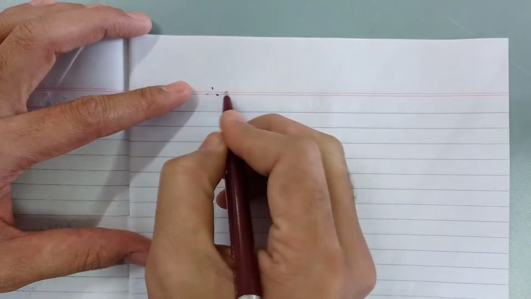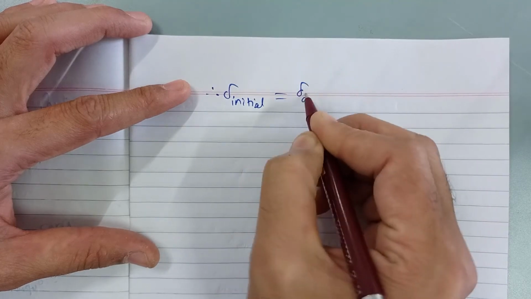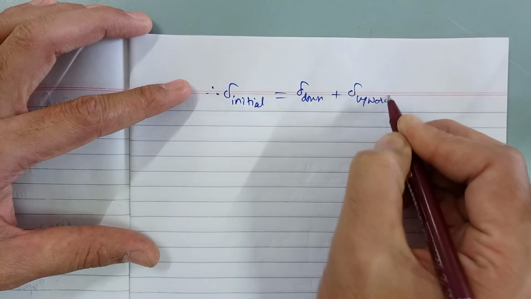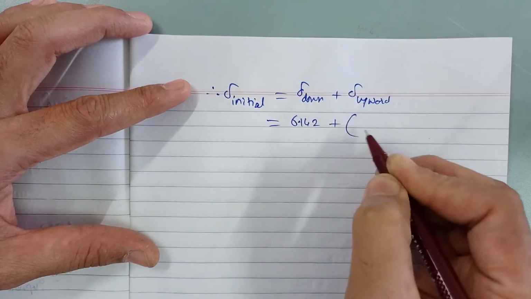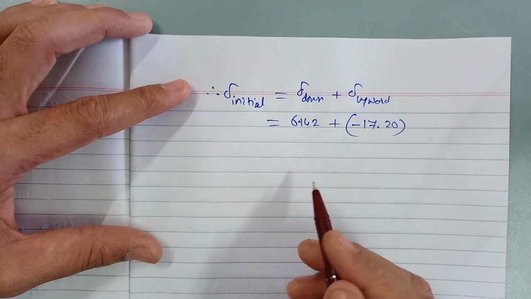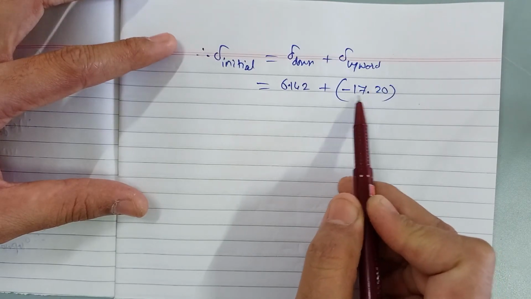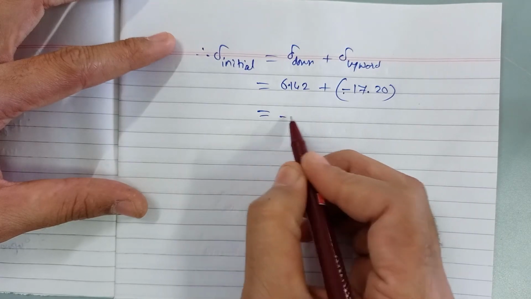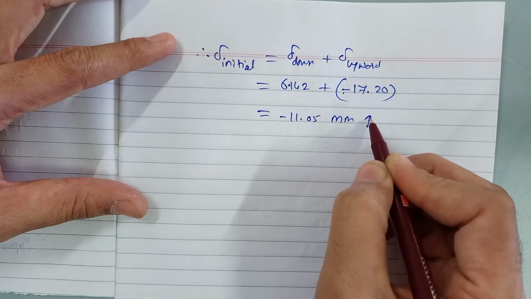Now, deflection at initial stage will be deflection downward plus deflection upward. Downward deflection was 6.142 plus upward deflection is minus 17.20. Don't forget to consider this sign convention. Since it is upward deflection, it should be given with minus sign, and this algebraic summation will give a value of minus 11.05 mm, which is in upward direction.